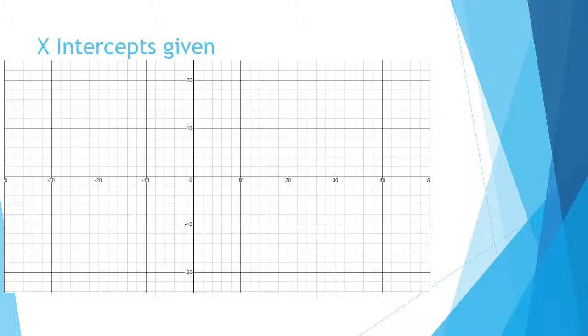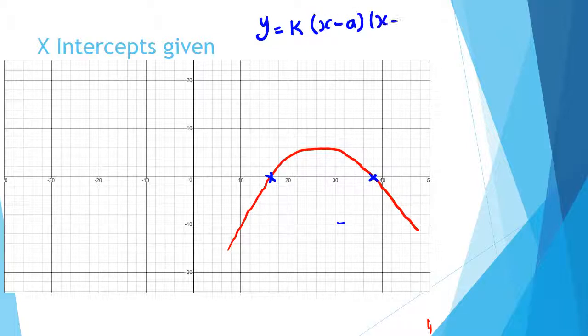Now the x-intercepts given. Let's say you've got a parabola here where the two x-intercepts are given. That's 1, that's 2, and the general format of the parabola is y equals k, where k is the scale factor, times (x minus a) times (x minus b), where a and b are the x-intercepts.